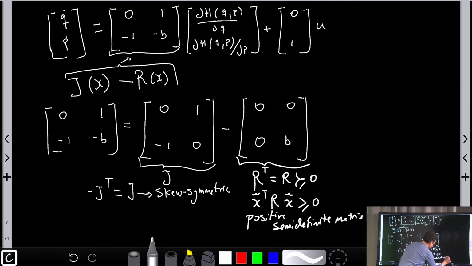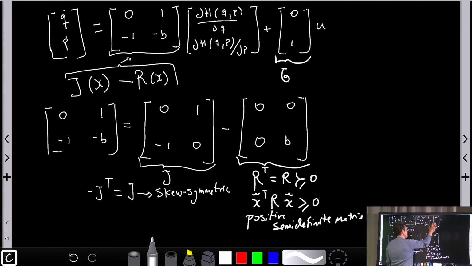All the energy that is dissipated in the system will appear in this matrix, and all the interconnection and how the energy flows from one domain to another will appear in this other matrix. This is the so-called J minus R property of the port-Hamiltonian system. But also we have, of course, the input matrix. Normally it can be more general and can depend on the state variables. In this case, it's just constant.